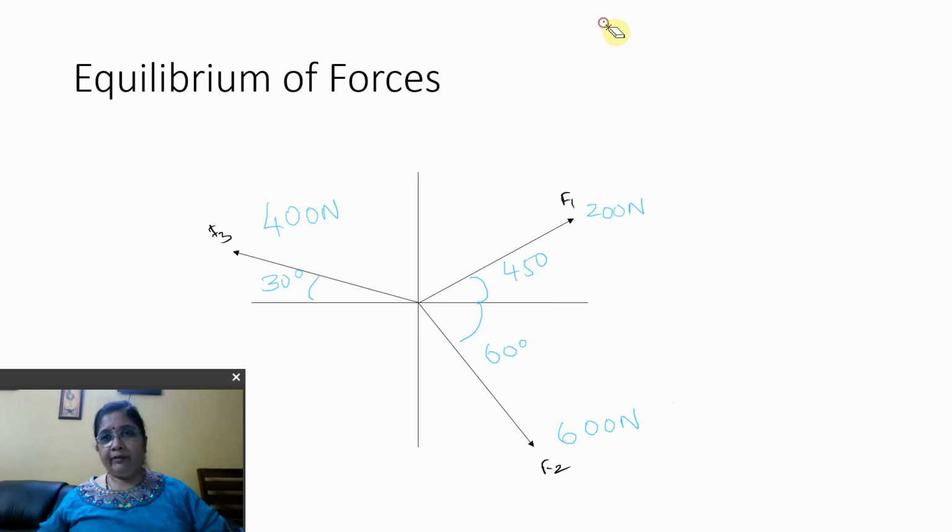So I should have a scenario where sigma FH has to be 0. And also sigma FH I had to find out. I also have to find out sigma FV, which is the vertical force. So if I have to find out sigma FH, it is F1 cos theta 1, F2 cos theta 2 plus F3 cos theta 3.